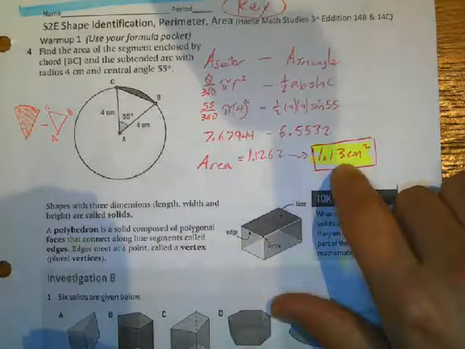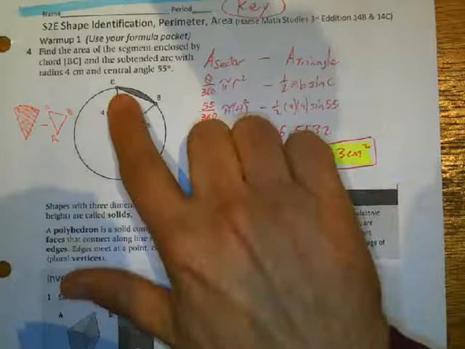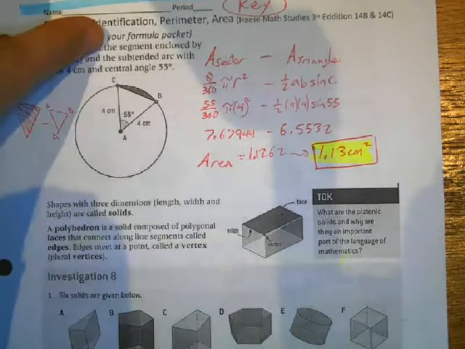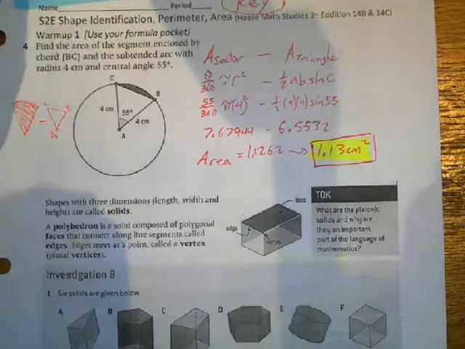This looks like a very tiny area, but it should make sense because it's a very tiny shaded space. Okay, hit pause to copy this if you need to.